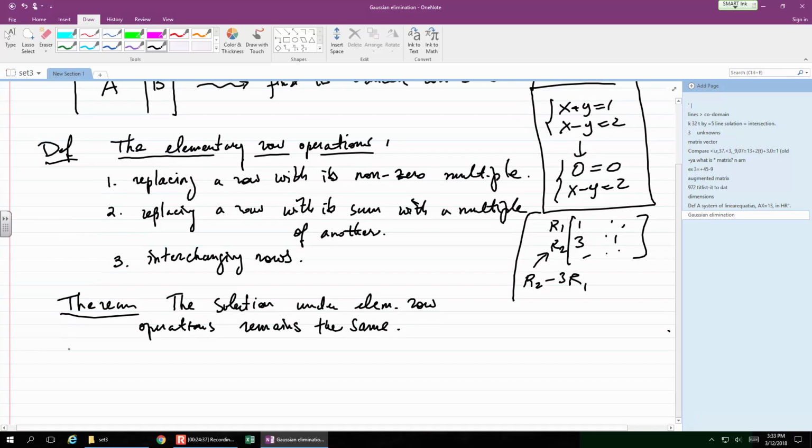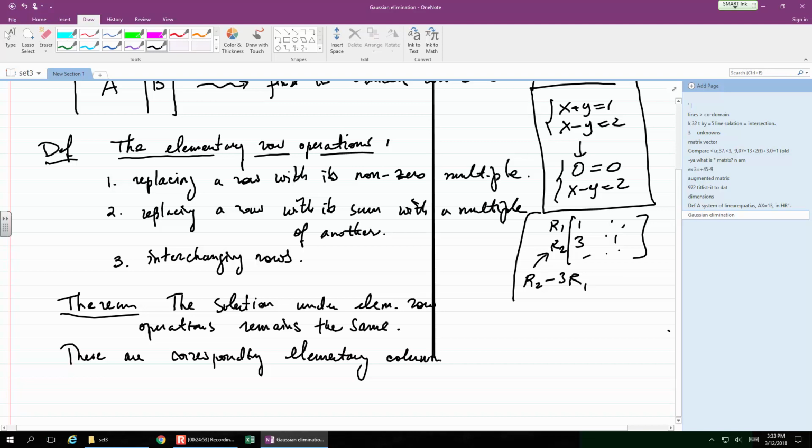There is just one more thing worth mentioning. The next one: there are corresponding elementary column operations. Interesting, not that fast. Elementary column operations. Same 3 column operations. Okay, so I only care about number 3 primarily.